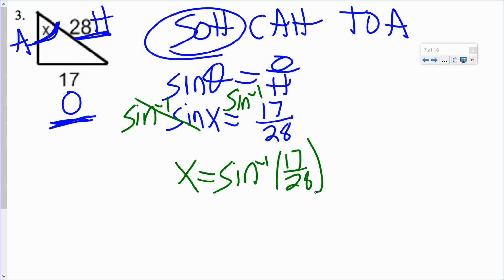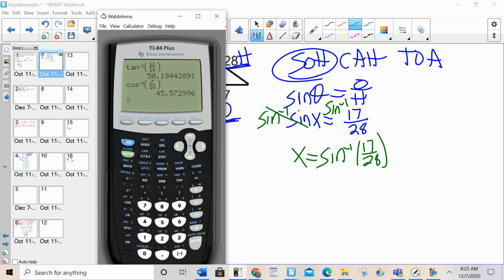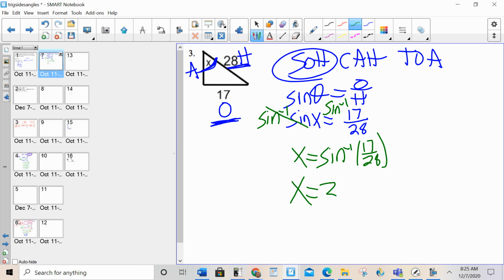I want you to finish it off from here. Type it into the calculator, get your answer. I'll give you about 15 seconds to do that. Second sine to type in inverse sine. Alpha y equals enter. 17 over 28. To the nearest degree, that's 37 degrees. And that's it.